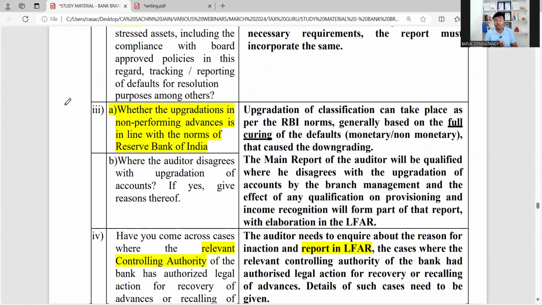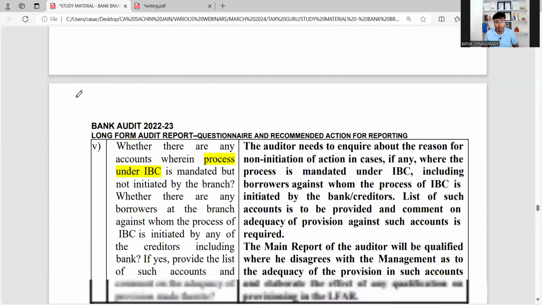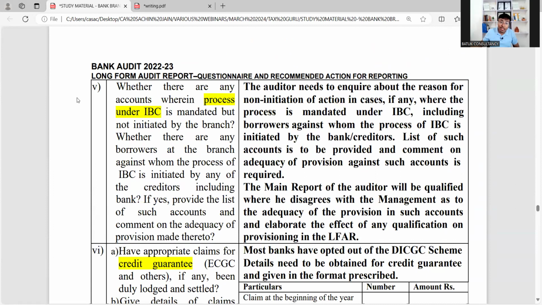If there is any upgradation or downgradation of an account, in that case the same is to be reported in the particular column of the long form audit report. If there is any process initiated under the Insolvency and Bankruptcy Code, in that case the same is to be reported here. And how will we come to know whether any case is pending under IBC or not? For that purpose, the technique we have already discussed in our yesterday's session.